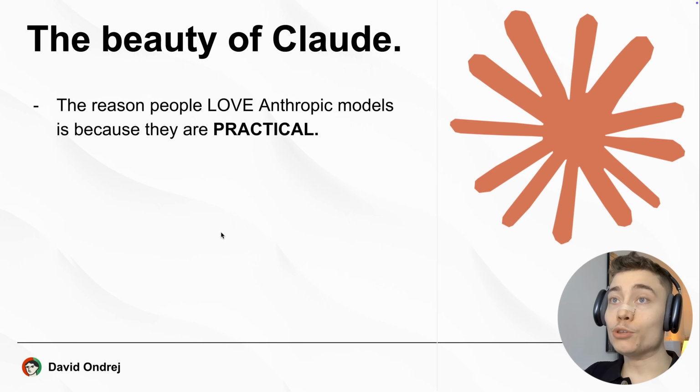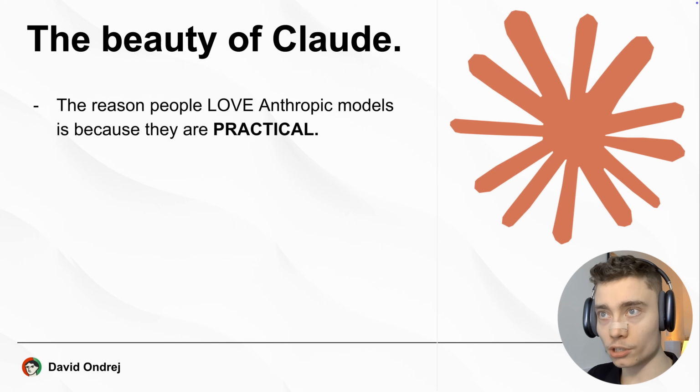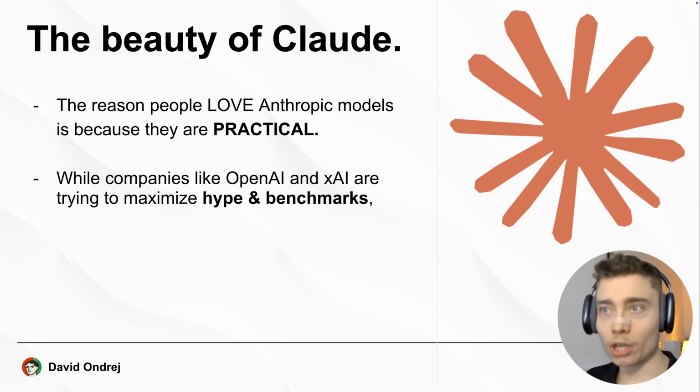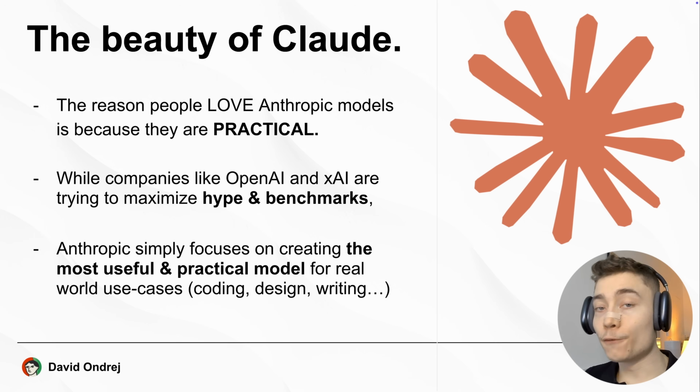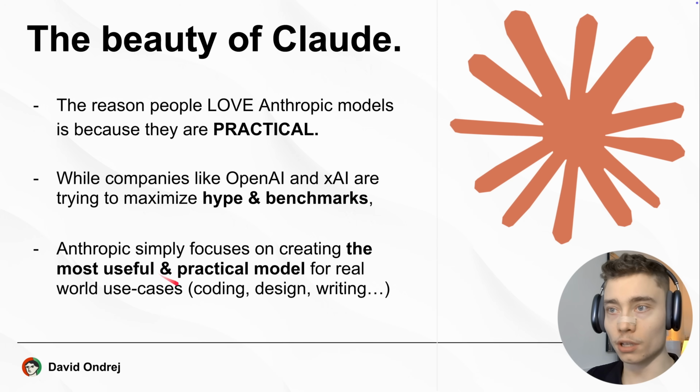Right, back to Claude. Now, the reason why people love Anthropic models is because they are practical. While companies like OpenAI and xAI are trying to maximize hype and benchmarks, I mean, just look at Sam Altman or Elon on Twitter, Anthropic has a completely different strategy. All they do is focus on creating the most useful and practical AI model optimized for real-world use cases, whether that's coding, design, creative writing, or anything else. They don't optimize for benchmarks or hype. They optimize for results. And that's why I'm instantly switching to Claude 3.7 inside of Cursor, and obviously I'll show you how to do that in this video as well.